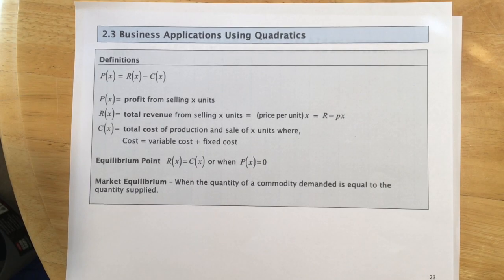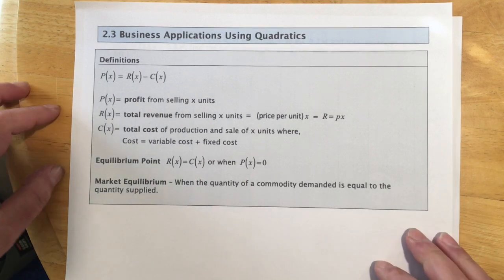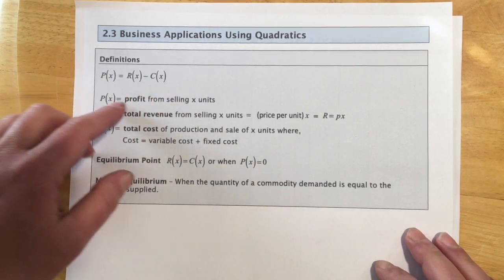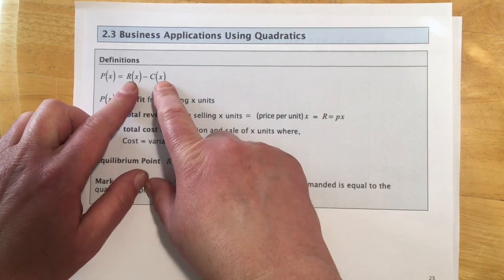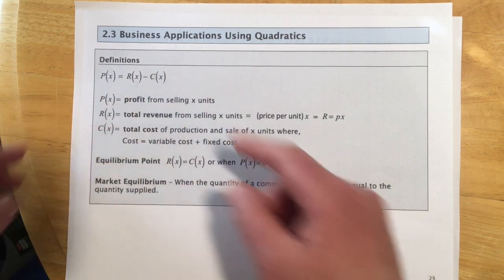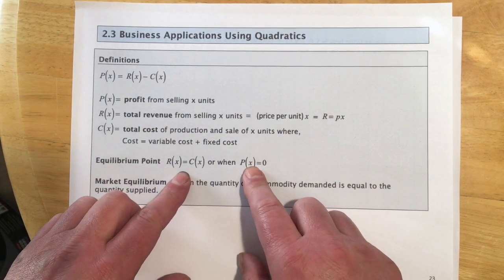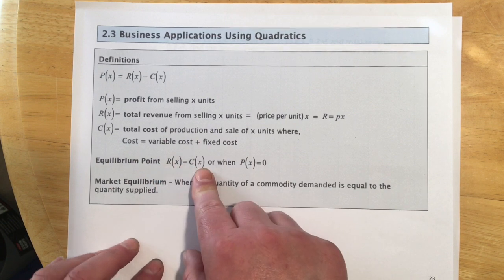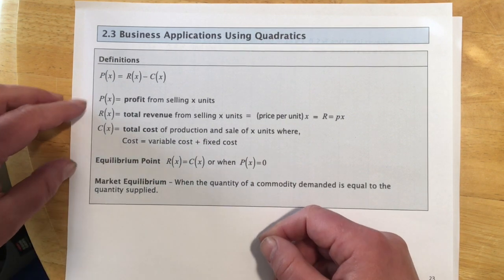Okay, this is Math 116, Section 2.3, and this is the application problems that go along with quadratics. We have some of those same definitions that we saw back in 1.6. Profit equals revenue minus cost. Remember, revenue is how much we take in, cost is how much we spent to make it. So when these two are equal, then the profit would be zero, which we also have down here, which is our equilibrium point. To find equilibrium, we can do revenue equals cost or P equals zero.